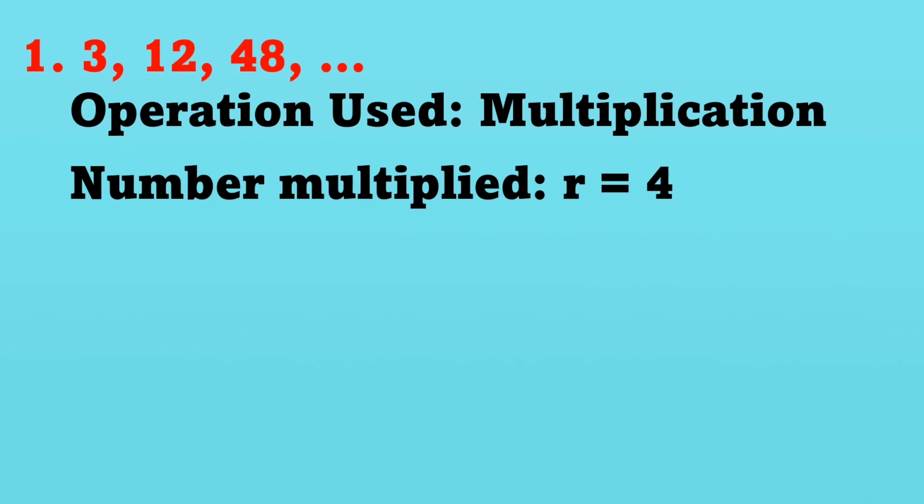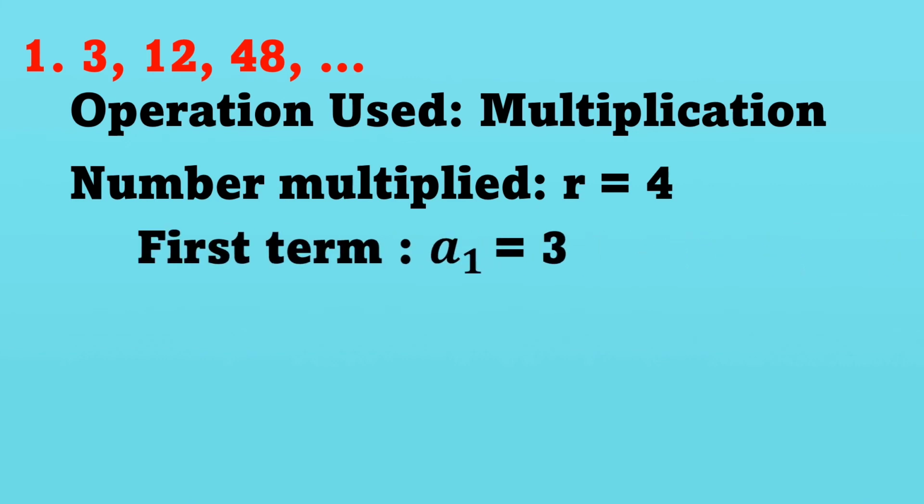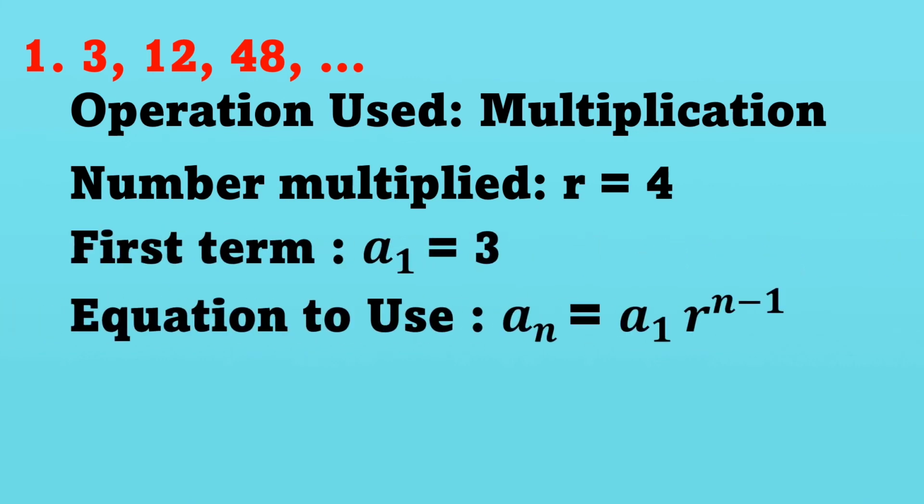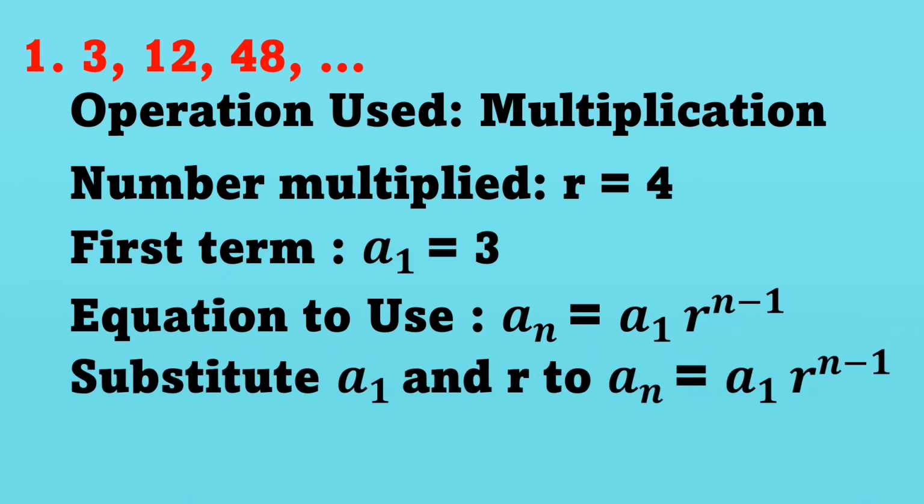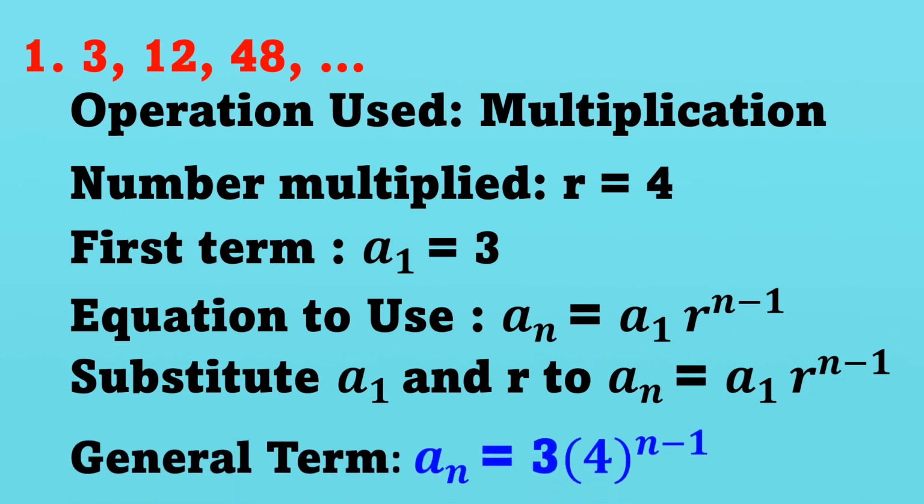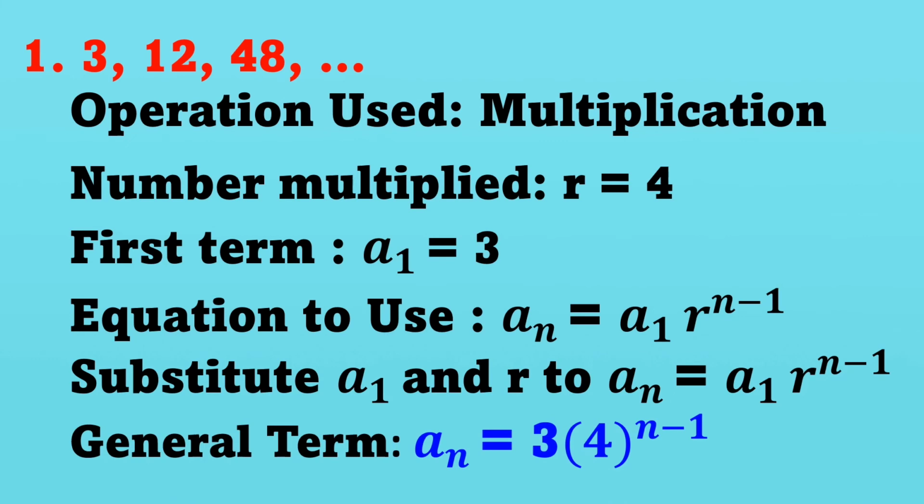Since we use multiplication in order to get the terms of your sequence, the equation we will use is a sub n equals a sub 1 times r raised to n minus 1. Just substitute a sub 1 and r. Then, our general term here is a sub n equals 3 times 4 raised to n minus 1.